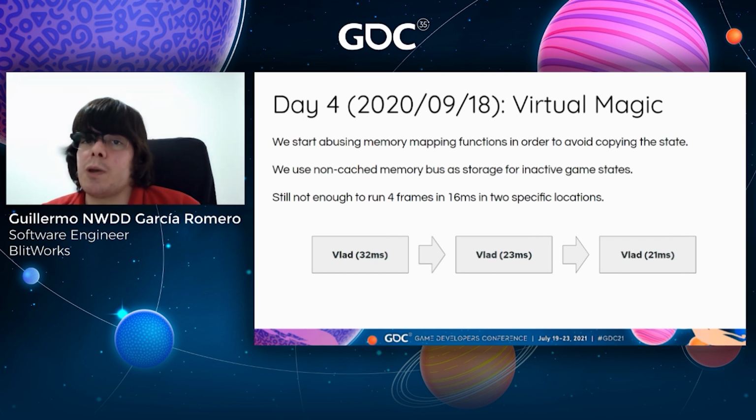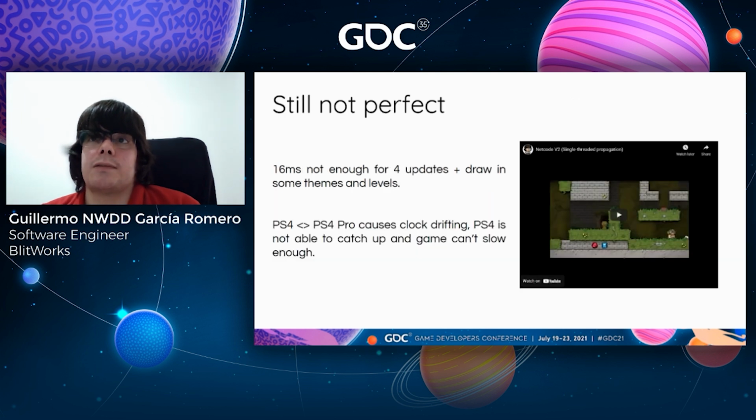But in a last push, we managed to improve the experience a lot before publishing the last patch of the week. I believe it was the 7th patch. The 2 main improvements were abusing virtual memory in order to swap the game states without copying, and skipping the CPU cache using platform-specific functionality. That allowed us to reduce execution time a lot. But unfortunately, it wasn't perfect yet.